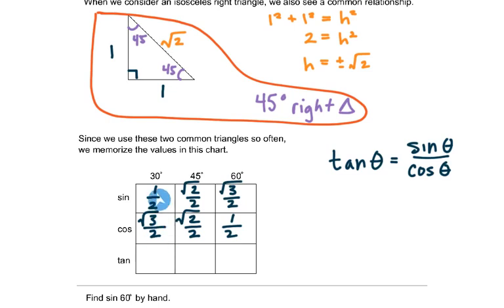Sine over cosine, that's 1 over root 3, which rationalizes to root 3 over 3. 1 over root 3 becomes root 3 over 3. Sine over cosine, that's something over itself, so I get 1. And sine over cosine for 60 degrees, I'm going to end up with root 3 over 1, or just root 3.